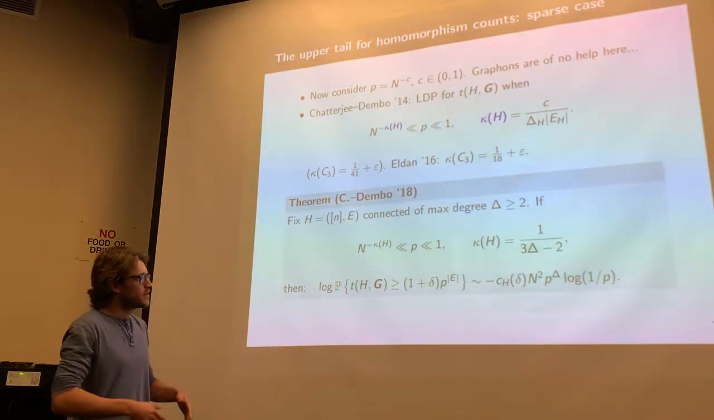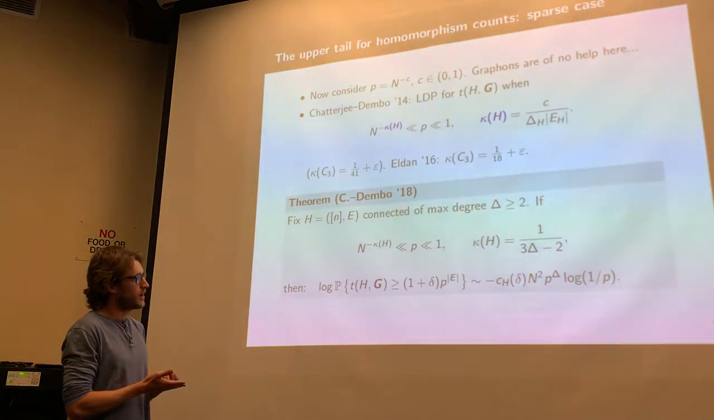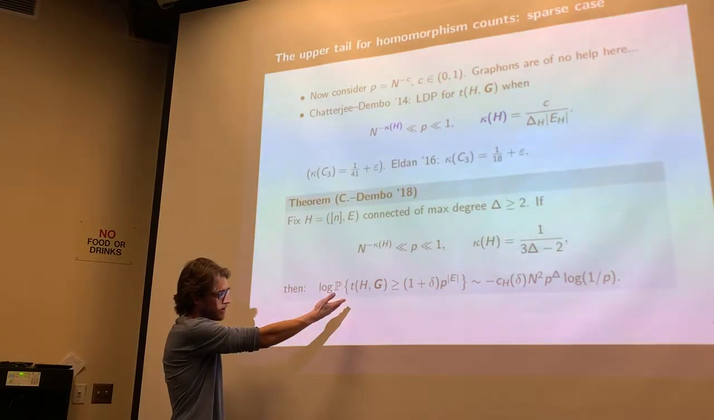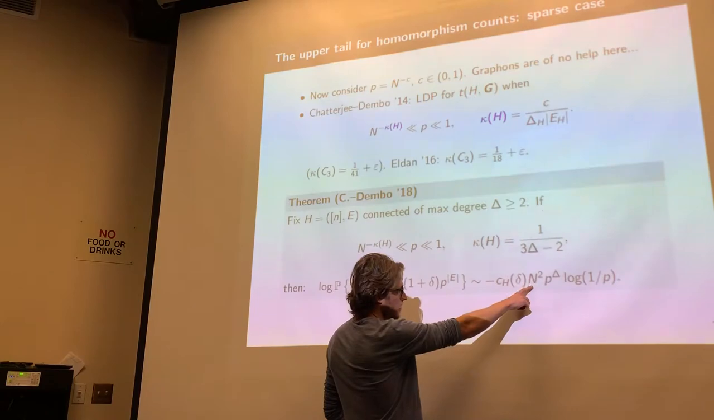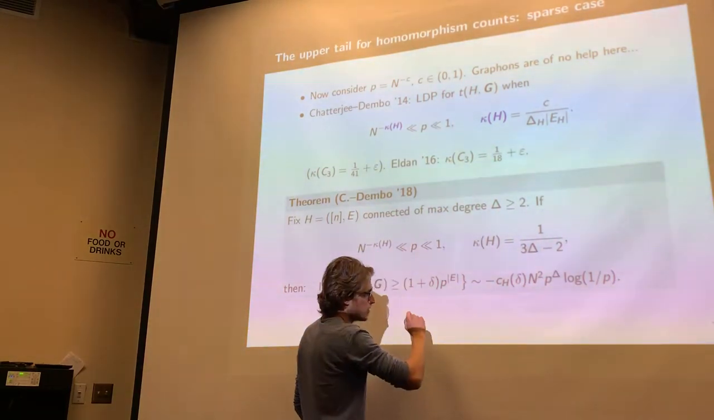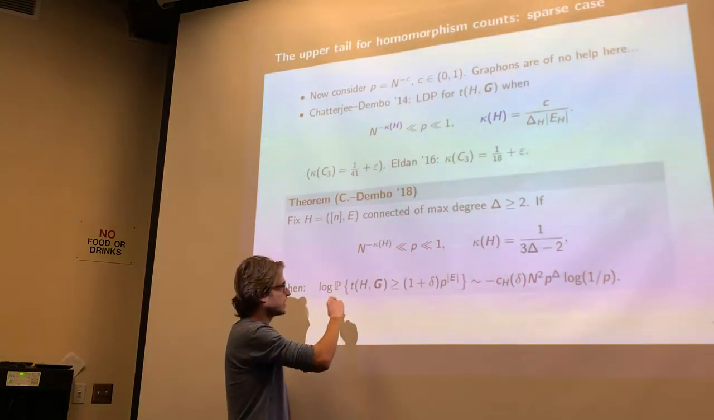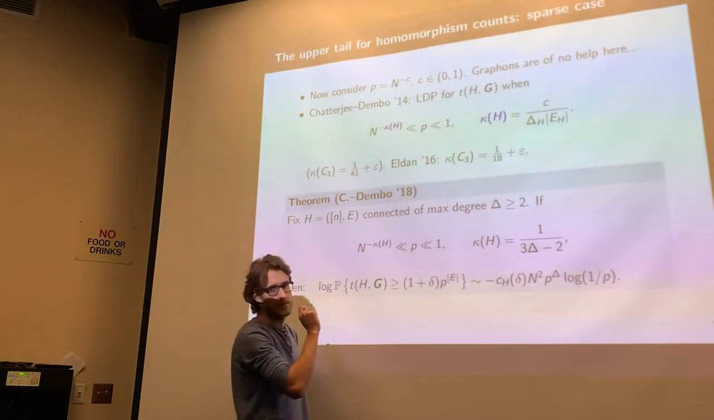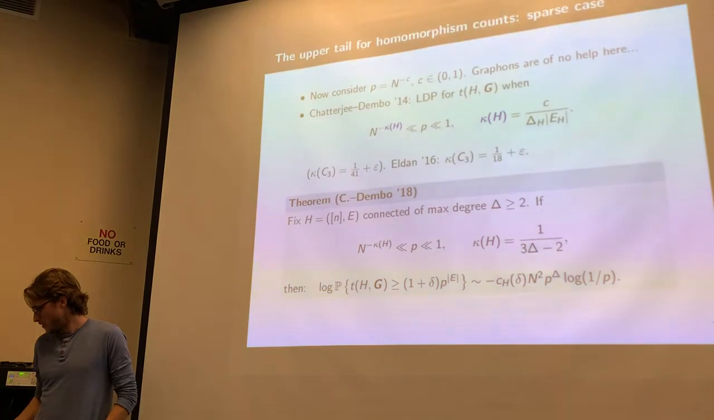Okay, so our result is to extend the result to sparser graphs. So we can get the upper tail for homomorphism counts. The speed is n squared p to the max degree log 1 over p, and then there's a formula for the dependence on delta. And we can allow p to go down to n to the minus 1 over 3 times the max degree minus 2, which doesn't look like the optimum answer, but it's an improvement.